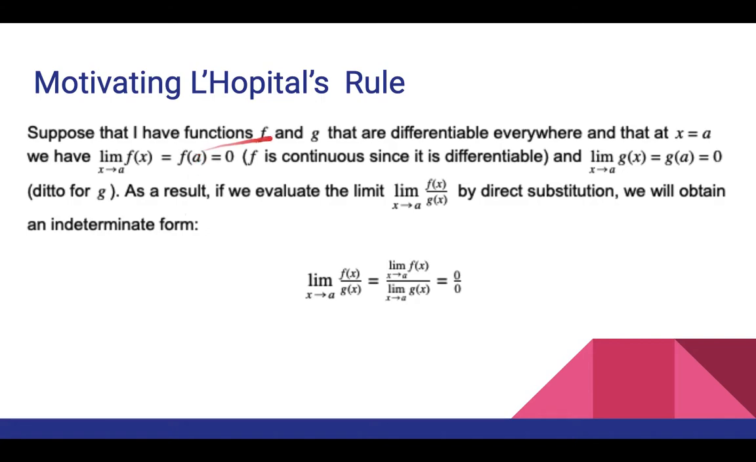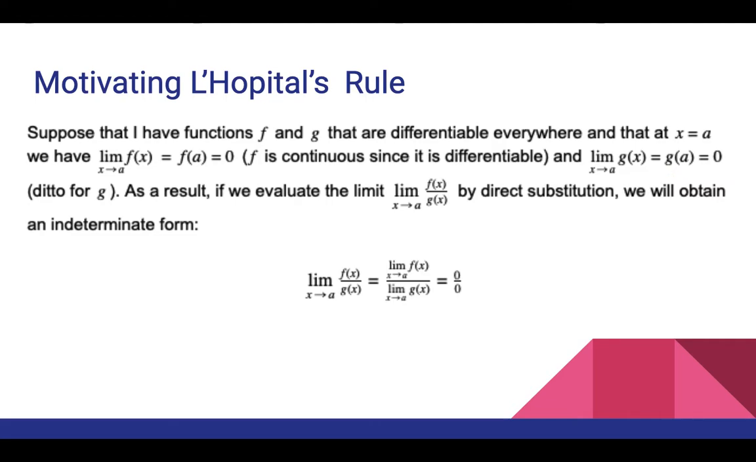So, suppose I have functions f and g that are differentiable everywhere, and that at x equals a, the limit as x approaches a of f of x equals f of a equals 0. F is continuous since it's differentiable, if we recall. And the limit as x approaches a of g of x equals g of a equals 0. Again, g is differentiable as well, so it's continuous as well, which means that the limit as x approaches a of g equals the actual value of g at x equals a.